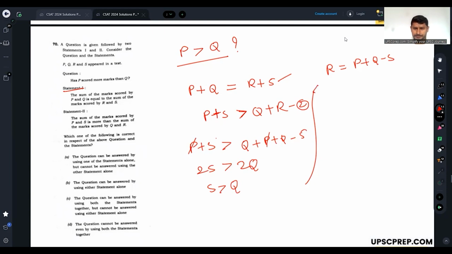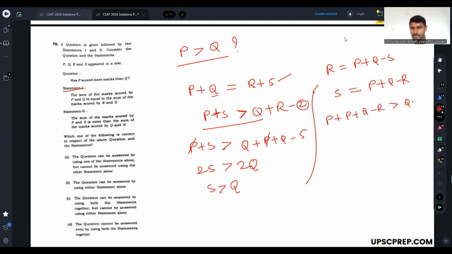Now let's do one thing. What did we do first? We replaced R. Now we will replace S. What will be the value of S? S will be equal to P plus Q minus R, right? Now let's put it in equation 2 again. P plus S will be P plus Q minus R.